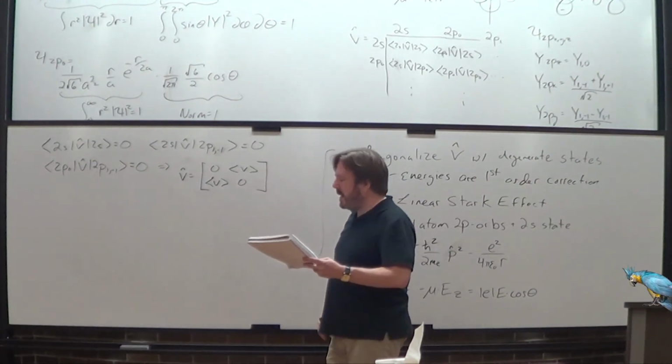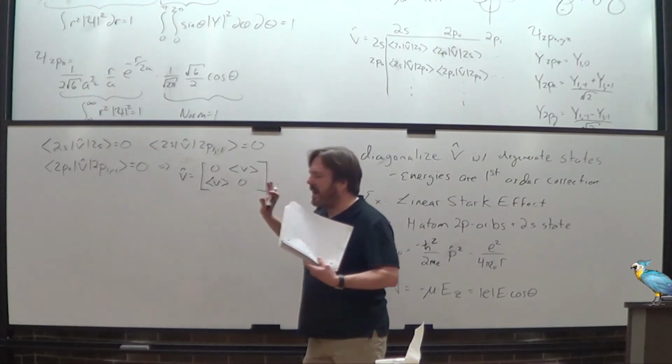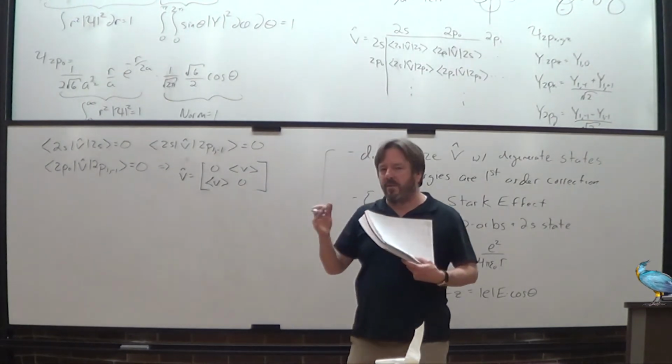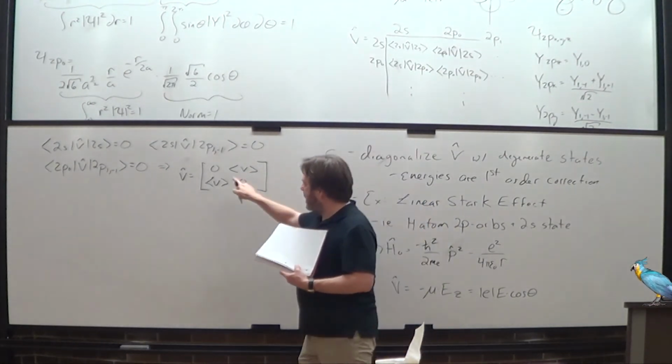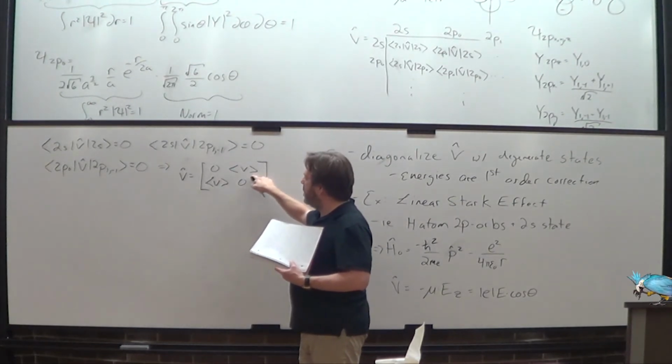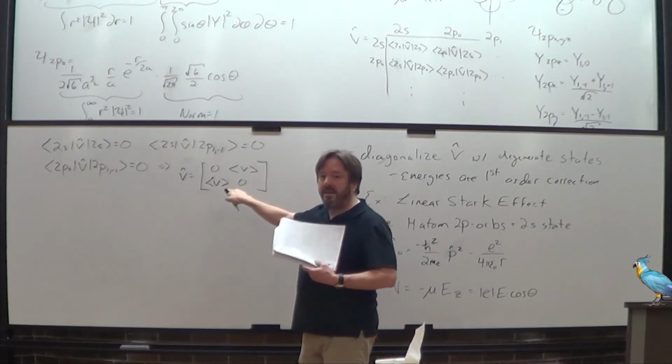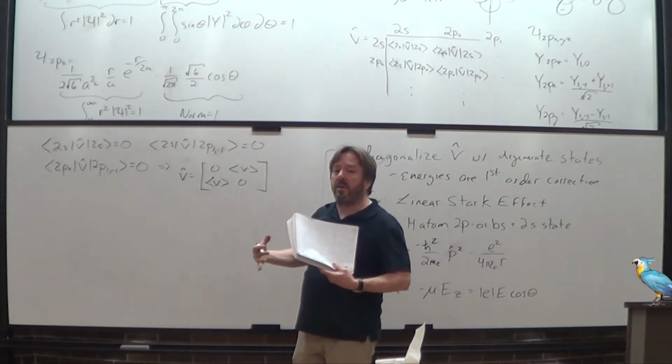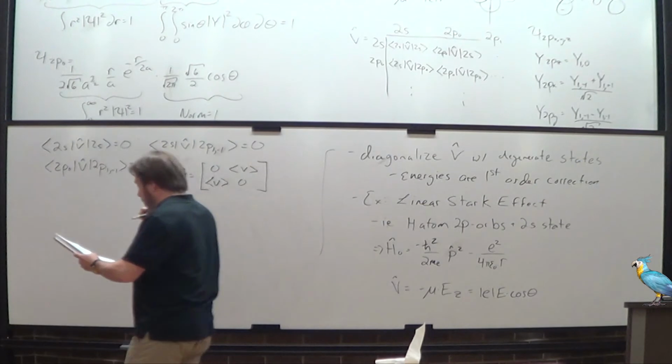Okay, so the matrix elements, and again, there's no need to work it out because we're going to do plenty. I guarantee you that these guys are zero. Only the combination of a 2s and a 2p0, which is a 2pz, only those are going to be non-zero. So let's work those out.